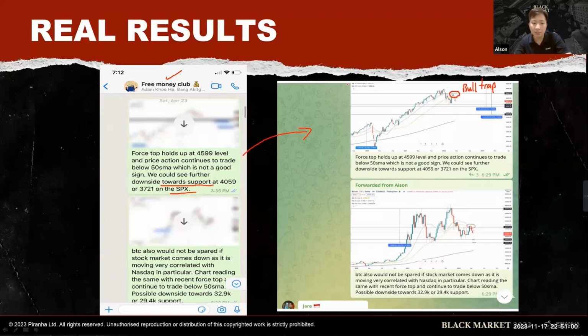After I saw this bull trap, I informed Adam, Bang and also my students. Then indeed, the market came grinding all the way back down to the 200 SMA. So that was the early sign, based on price action manipulation skills, to avoid the nasty sell-off.